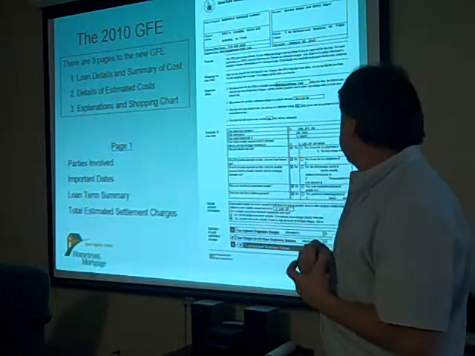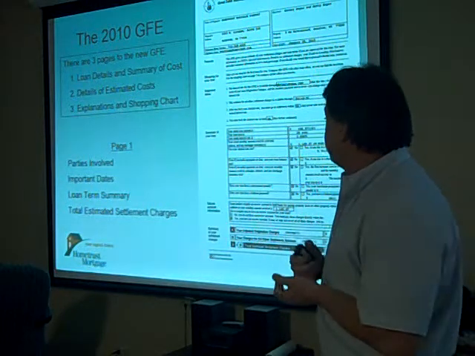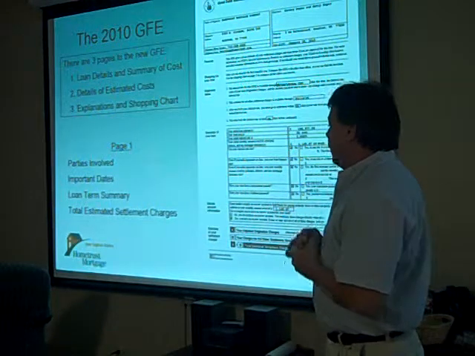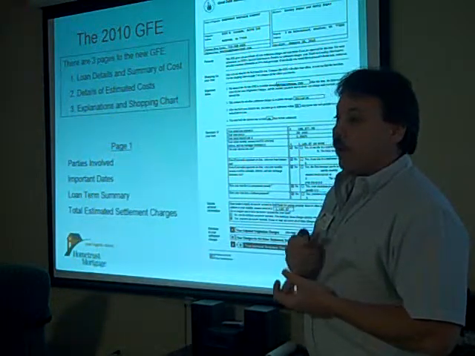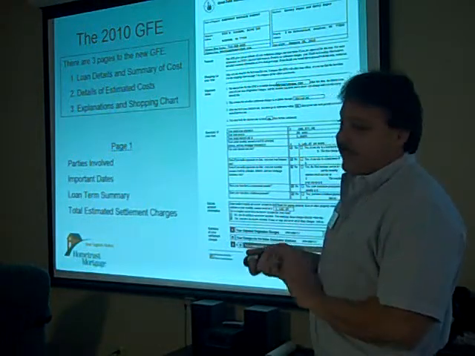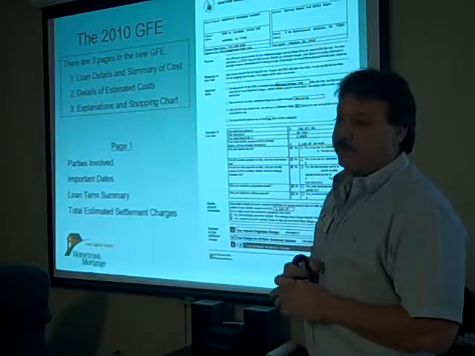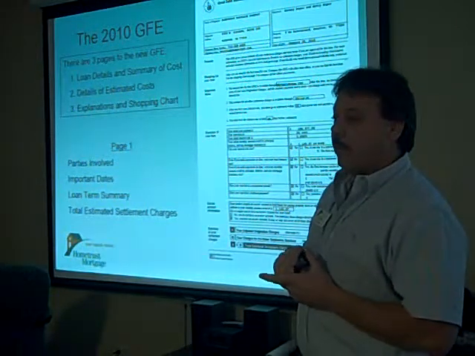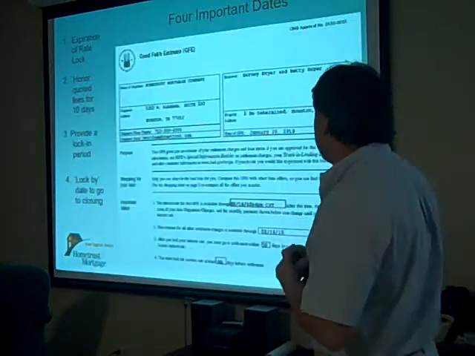And as you read through the good faith estimate, you'll notice there's 3 basic pages to the good faith. The first page is going to detail who's involved, some important dates, the loan term, and then the total charges. We're supposed to estimate the total charge of all fees collected. The second page is going to talk about the details of those charges. And the third page is really just explanations and basically a chart for shopping. This whole thing is to encourage the borrower to shop lender to lender to lender to try to get the best deal they can. So that is part of the encouragement.